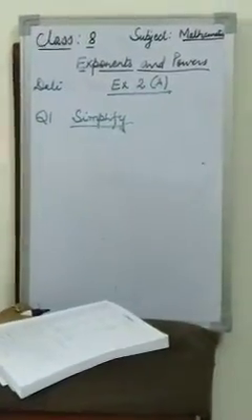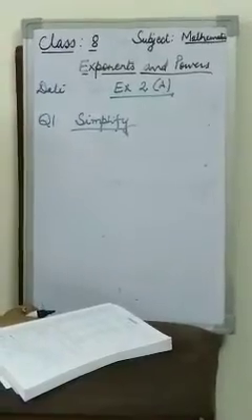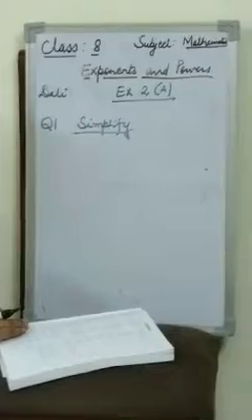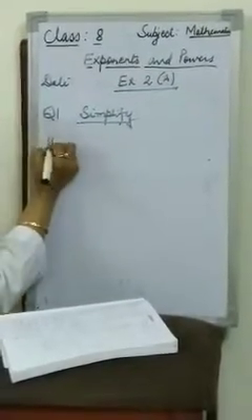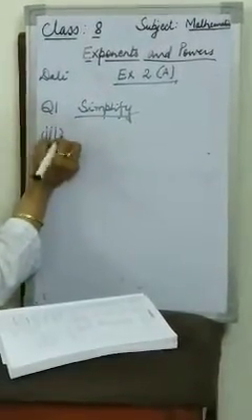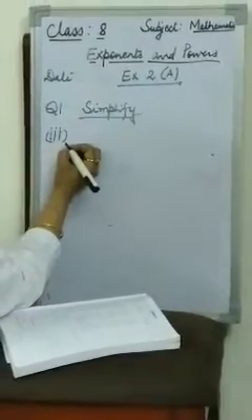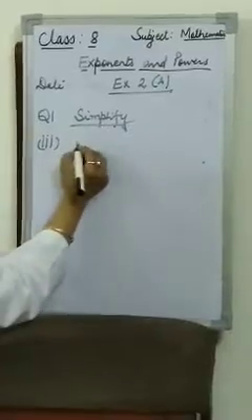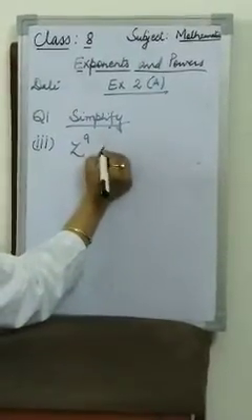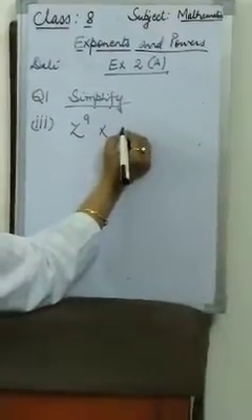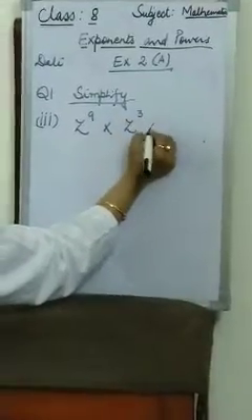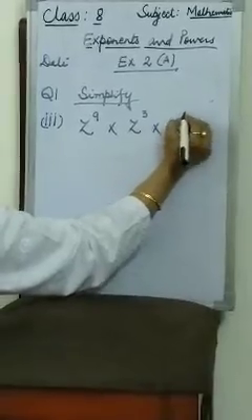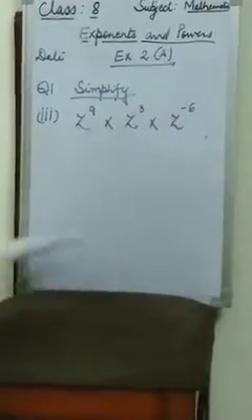I'll solve a few questions for you. Have a look at this. I'm doing question number 1. Firstly, the third bit. I'm doing question number 1, third part. What does the third part say? z to the power 9 times z to the power 3 times z to the power minus 6. They are asking you to simplify.